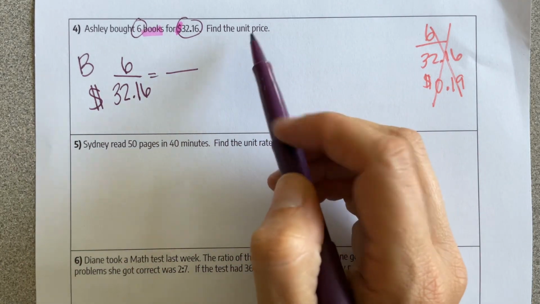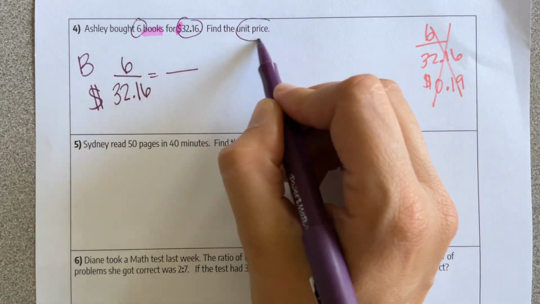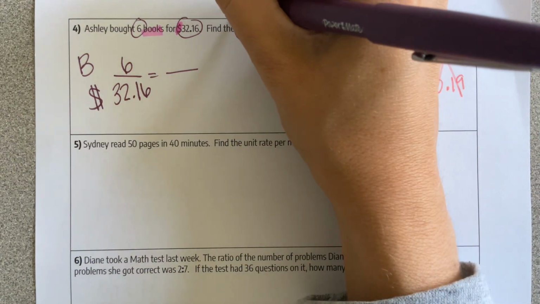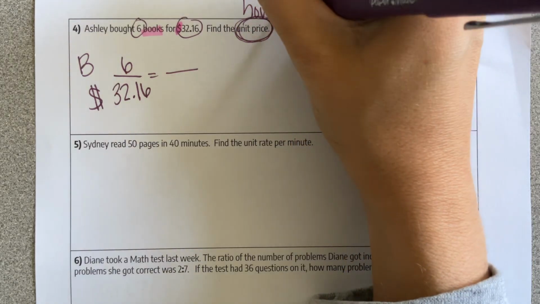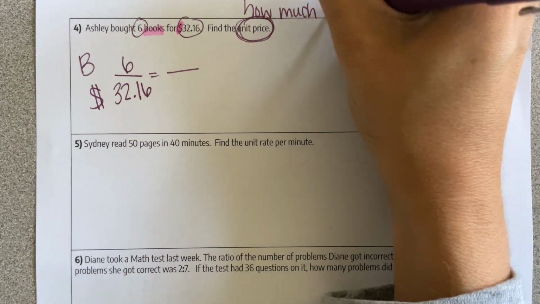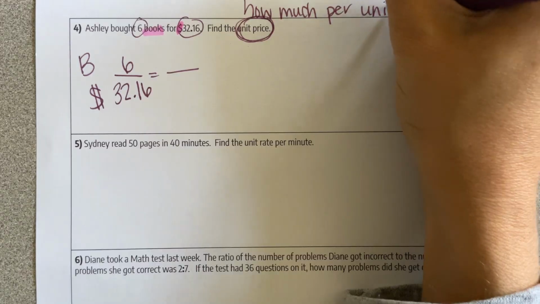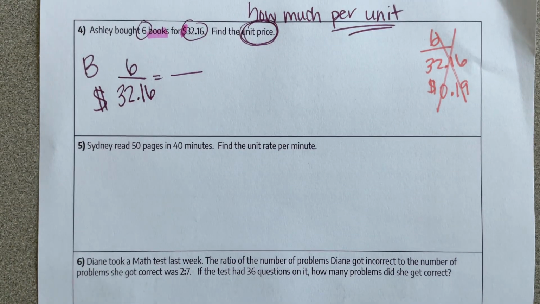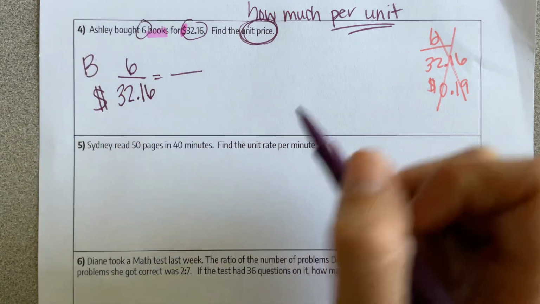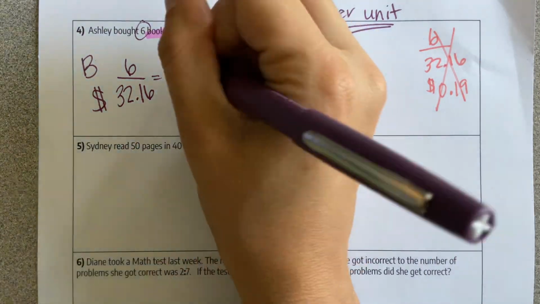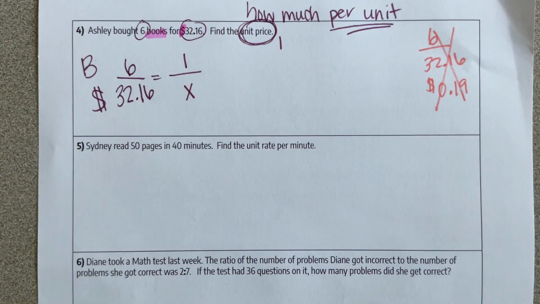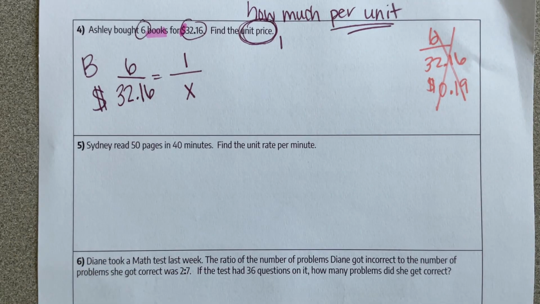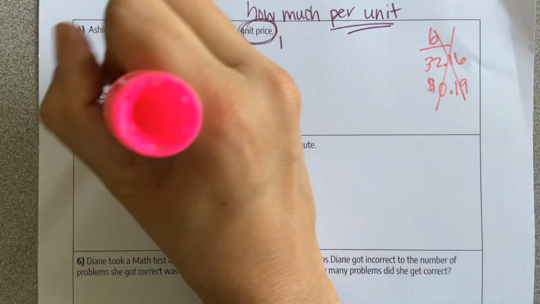Again, we don't have another number. We kind of have the mystery number. When it says unit price, we want to know how much per unit, not per dollar. So the unit that we're talking about is books. So per 1 book, we want to know how much it costs. Find the price.